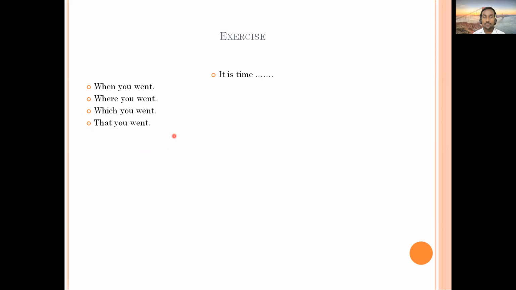You can complete this sentence: it is the time when you went, where you went, which you went, that you went. That's right. It's when you went, because it's referring to the time, and for the time we use the word when.